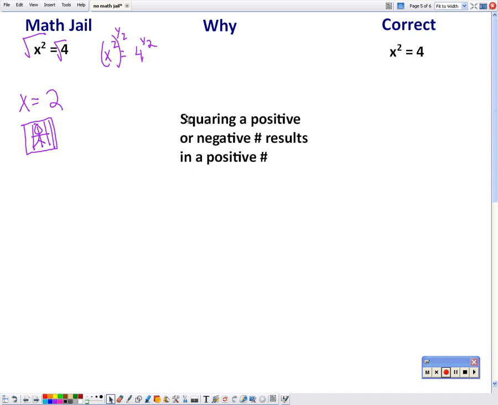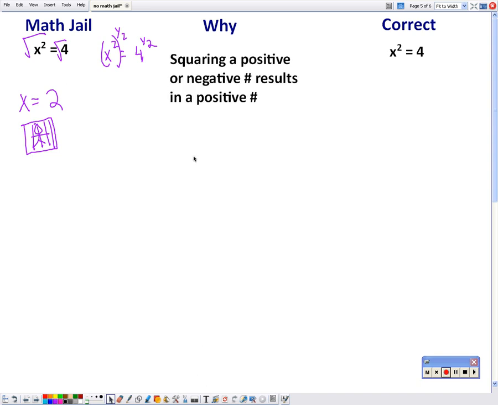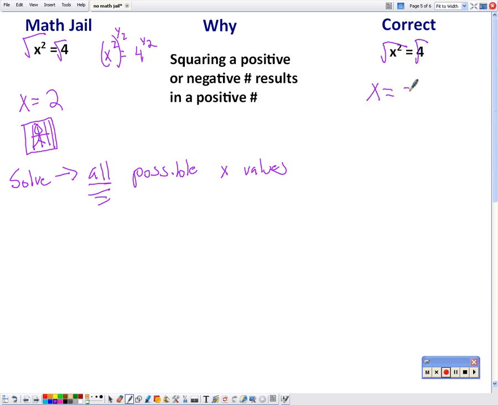Well, because when you square a positive or a negative number, you will always result in a positive number. The directions here probably say solve. When you solve, you want to find all possible x values. All of them. Not some of them, all of them. So whenever you take the square root of both sides, you must remember that that number x could have been a positive 2 or a negative 2.